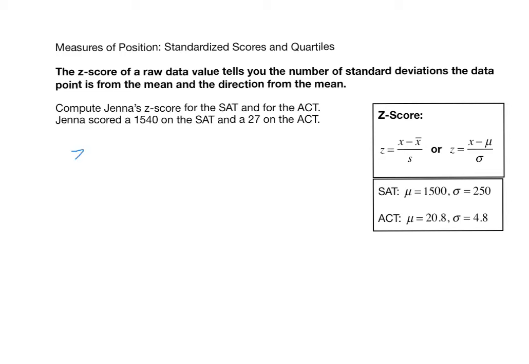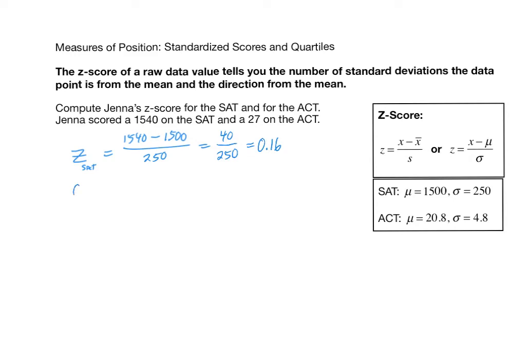On the SAT, she's got a z-score of, and we'll put sub SAT here to let you know we're talking about the z-score for her SAT score, is her actual data value, x, is 1540, minus the population's mean for the SAT is 1500, over the standard deviation, which is 250. So Jenna's z-score corresponding to her SAT score is 40 over 250, which divides to give you 0.16. She had a z-score of 0.16 on the SAT.